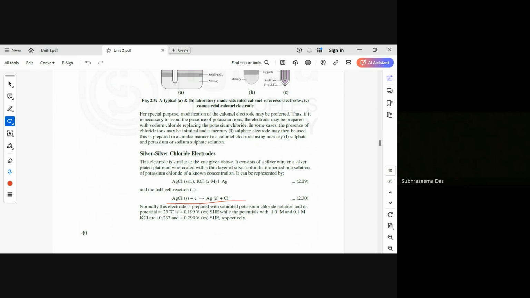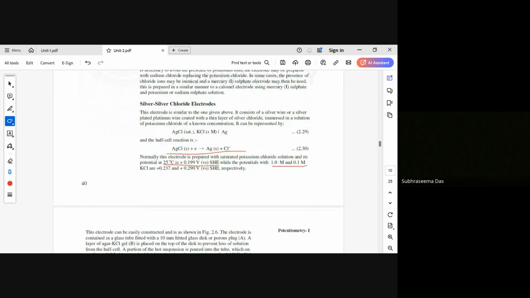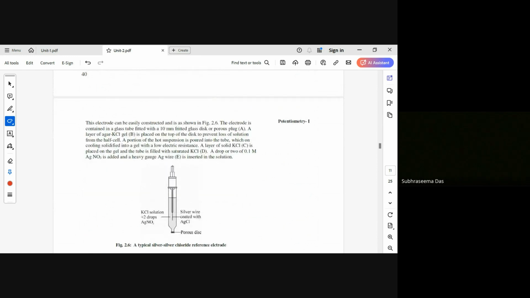Normally, this electrode is prepared with saturated potassium chloride, and its potential at 25 degrees is 0.199 volt at SHE, and with 0.1 molar KCl the potential is different. So the standard value has been measured against SHE, and it has been given. This electrode is easily constructed as shown in figure C.